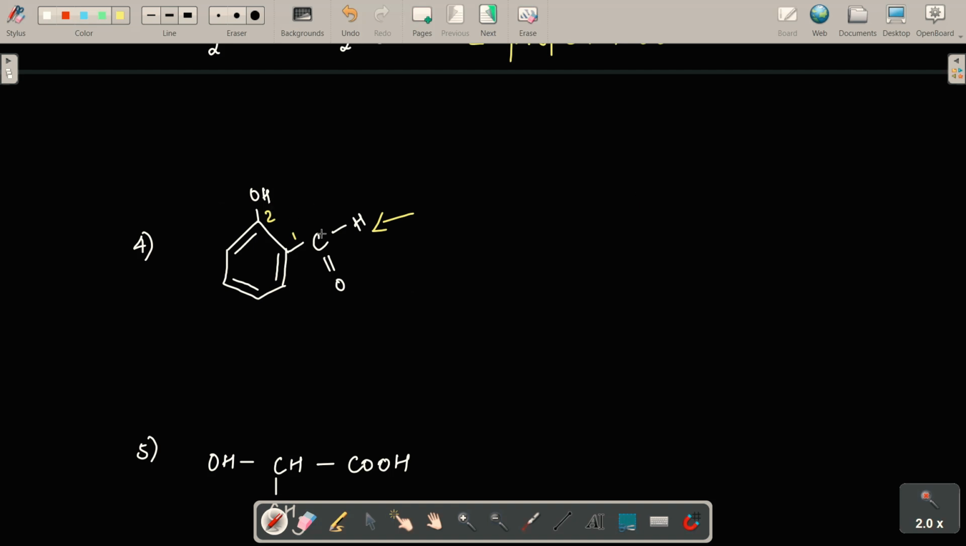You have an OH group and aldehyde group CHO. So in this one the priority will be given for the aldehyde. So you have to start giving the numbering from this carbon atom, 1 and 2. So in 2 position OH group is there. So we have to write the OH group in prefix as hydroxy. So it is 2-hydroxy benzaldehyde.